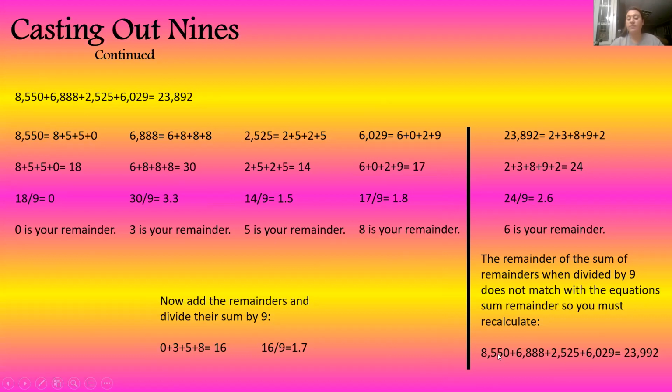So you'll go and you'll add your 8,550 plus 6,888 plus 2,525 plus 6,029. And that comes out with 23,992. So compared from this to this, your number was actually 100 off. So, let's see, on to the next one.